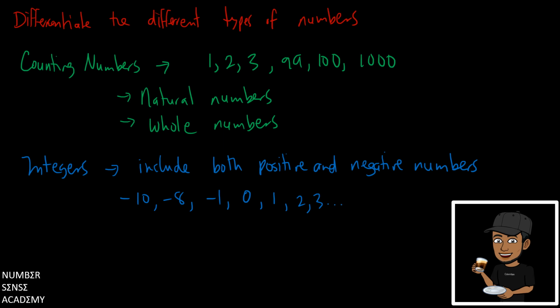Okay, so we know that these numbers continue to infinity in either direction. But once we include the positive and negative numbers, as long as they're positive and negative and they're whole numbers, then those are integers. Okay, positive and negative natural numbers are integers.